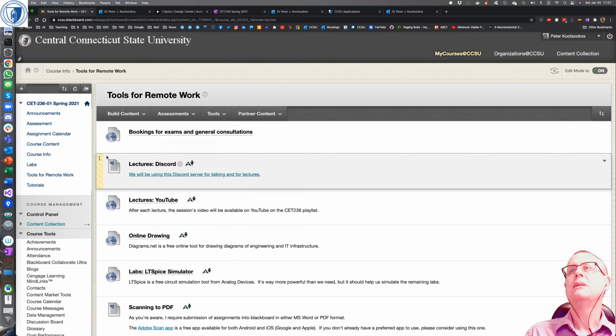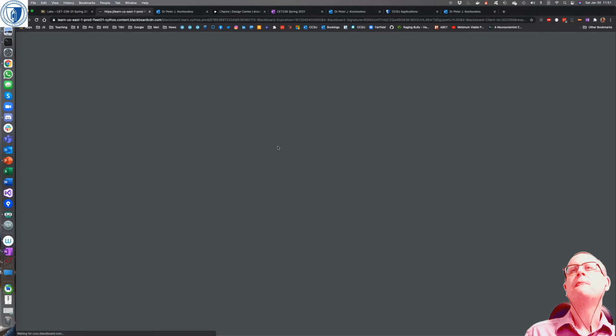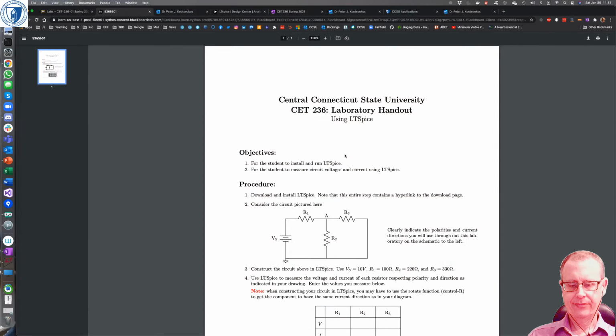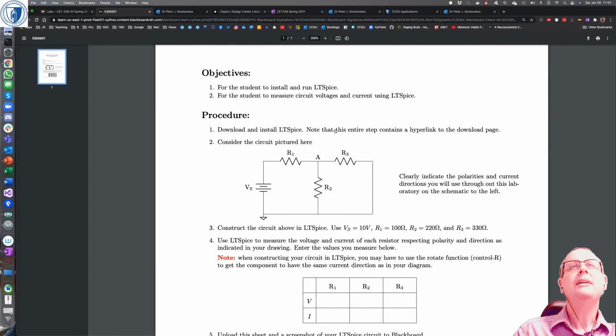Okay, let's just have a quick look at the lab sheet though. That's that one. Okay, so as I said, that line there takes you to the download page for LTspice, and I want you to construct this circuit. It has a voltage supply and 3 resistors, and I want you to think about what the polarities and current directions are.